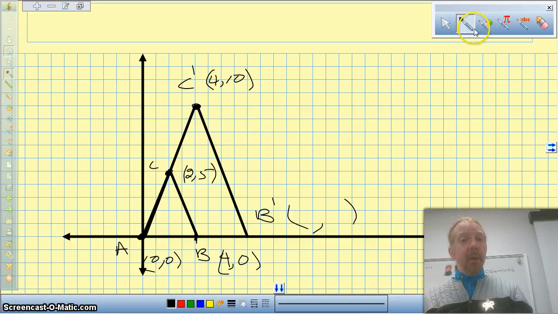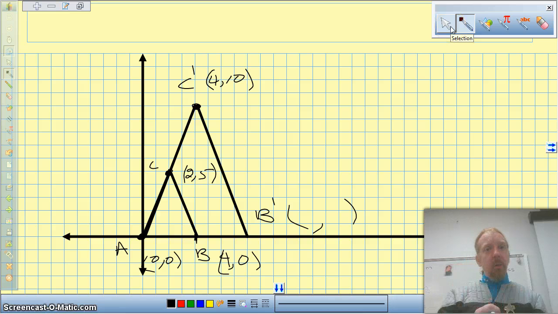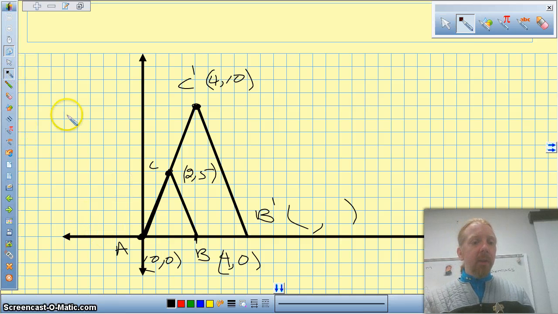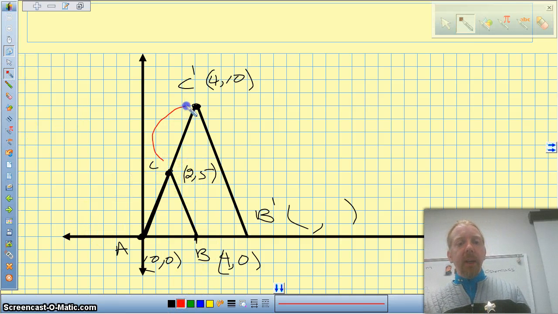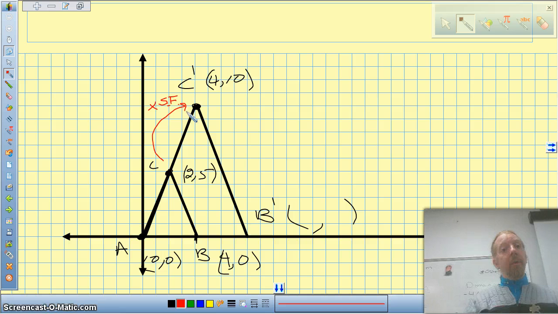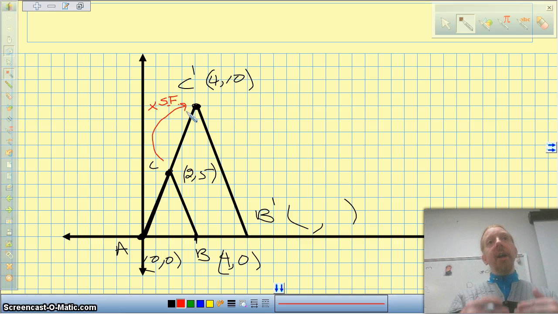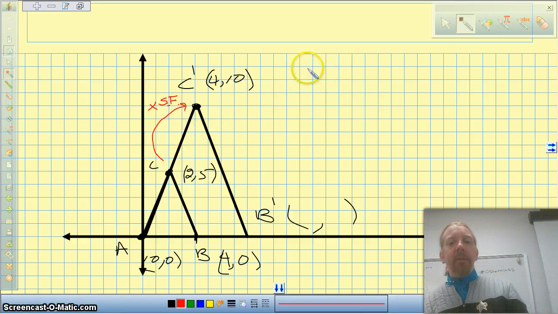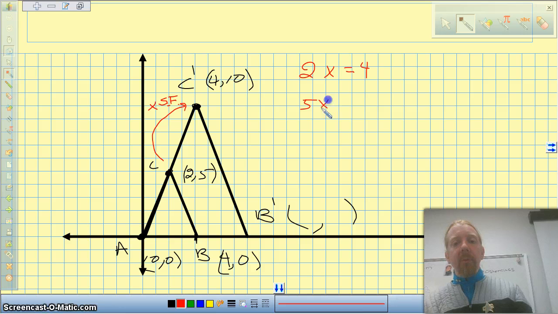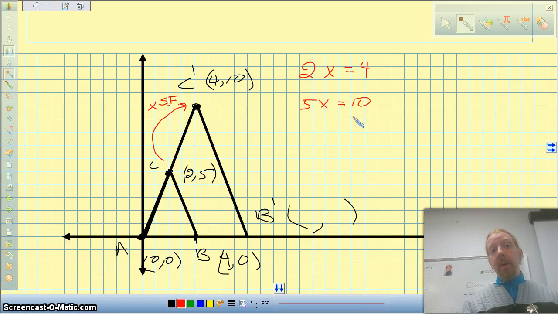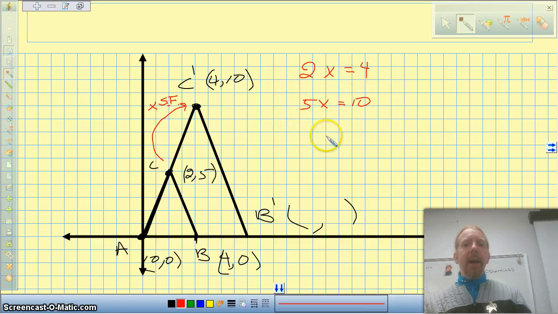We know from what we've talked about before in class that if I take a coordinate and multiply it by the scale factor, the new coordinate gives me the image. So what I've done somewhere along the line here is I've taken the coordinate of C and I've multiplied it by some scale factor in order to come up with C prime. 4 came from 2 times something. 10 came from 5 times something. So we have to ask ourselves, 2 times what gave me 4? And 5 times what gave me 10? And they should be the same number. Simple mental math tells me then that my scale factor had to be 2.